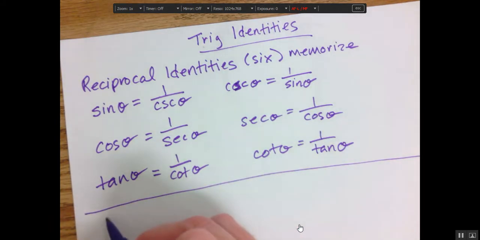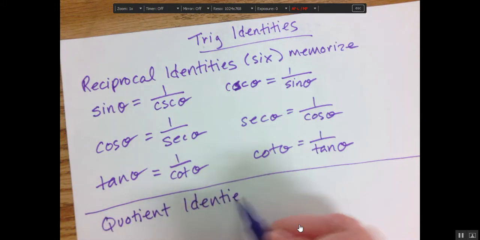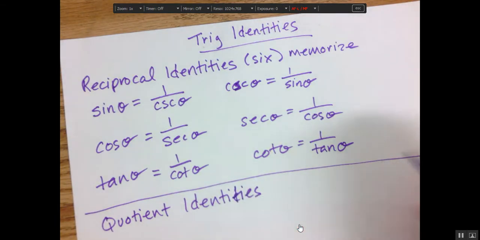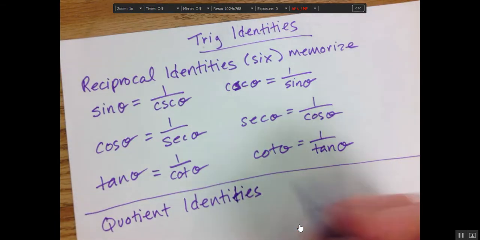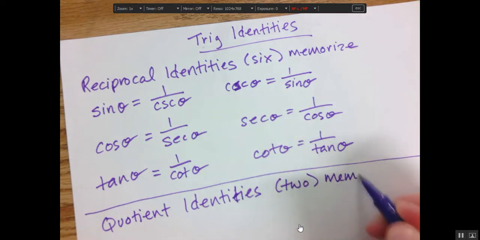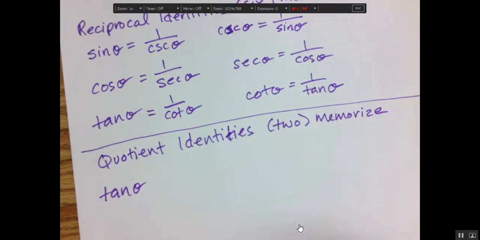Then we have 2 quotient identities. These you kind of know, but you're going to pick them up real fast. Quotient means what? Divide, right. So it means if we divide 2 trig functions, we're going to get another. Do you guys remember on the unit circle, we said that the tangent of theta was equal to y over x? Do you remember that?